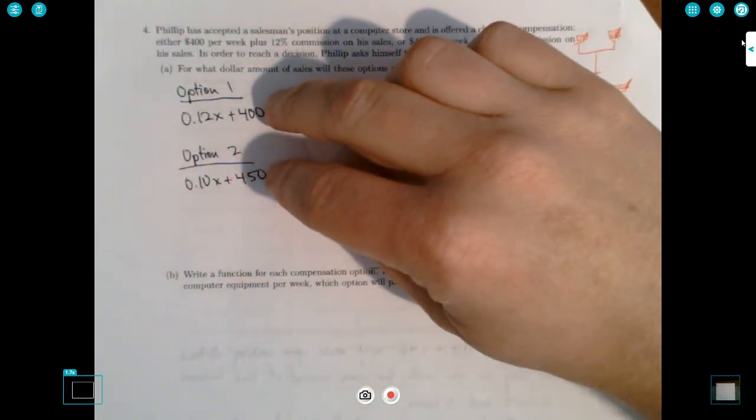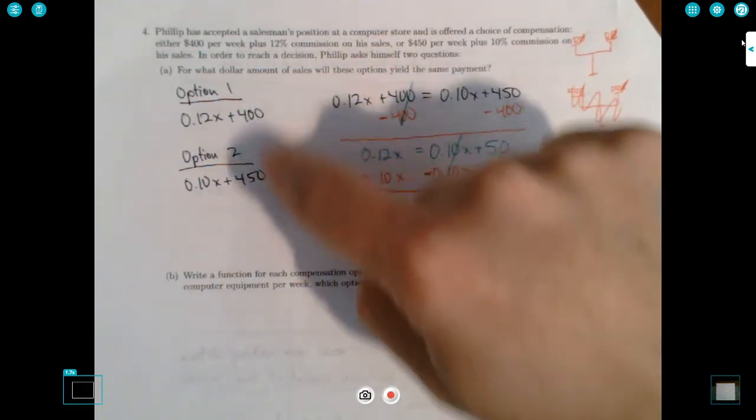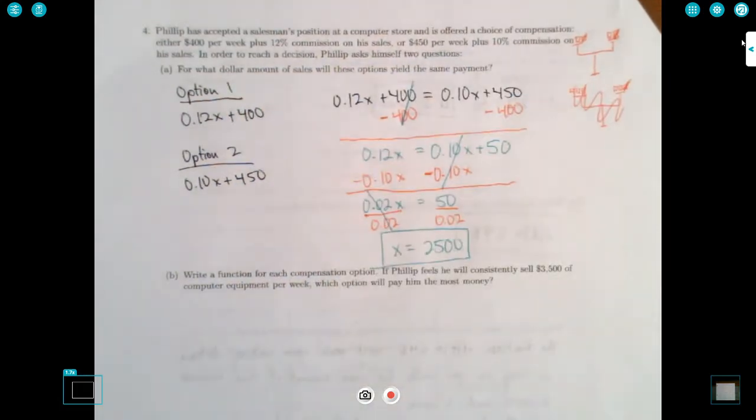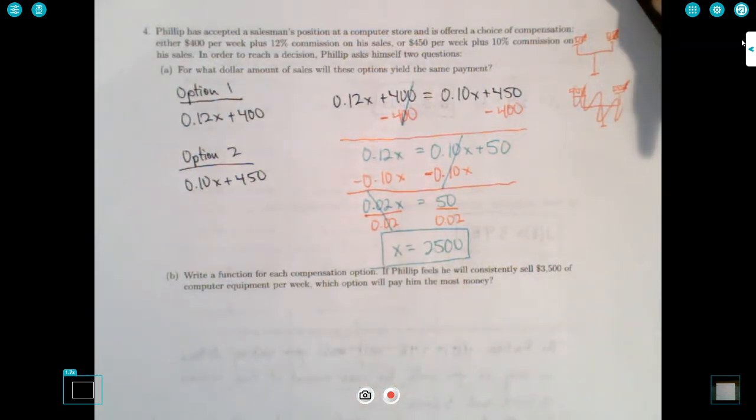And I won't bore you with the details, but you can try that out. Plug in 3,000 to each of these. You'll see that this one's higher. Okay. So this is sort of his break-even point, you might say. All right. Part B says write a function for each compensation option. We've already kind of done that. If Philip feels he will consistently sell $3,500 of computer equipment per week, which option will pay him the most money?